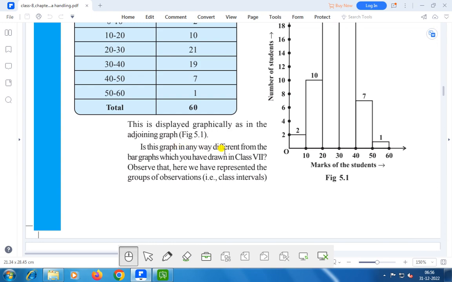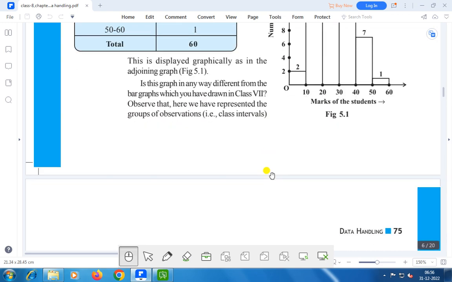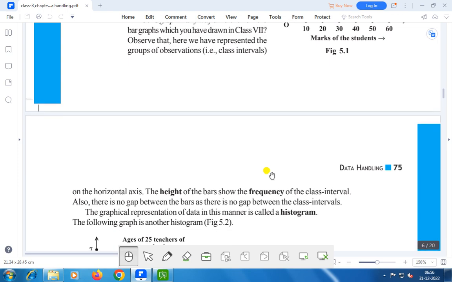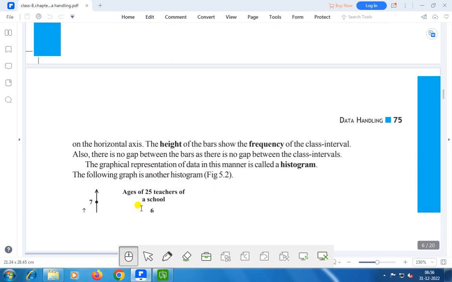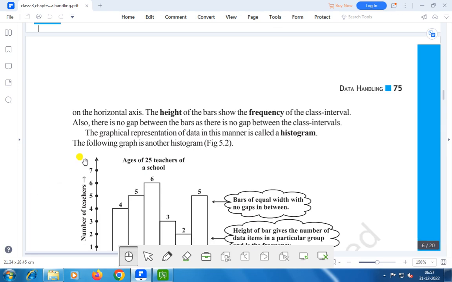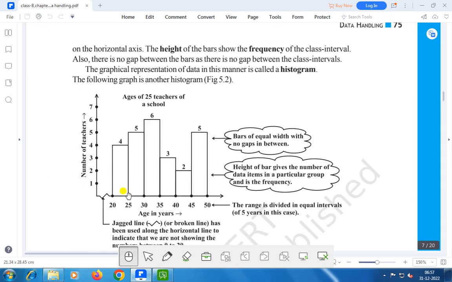Is this graph in any way different from the bar graphs which I have drawn in class 7? Observe that here we have represented the groups of observations, that is class intervals, on the horizontal axis. The height of the bars shows the frequency of the class interval. Also, there is no gap between the bars, as there is no gap between the class intervals. The graphical representation of data in this manner is called a histogram. The following graph is another histogram.